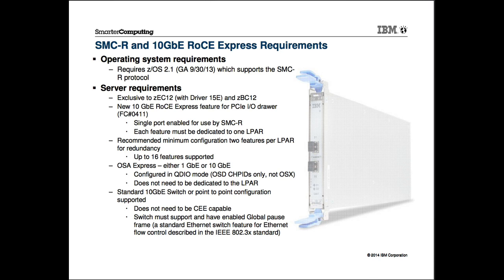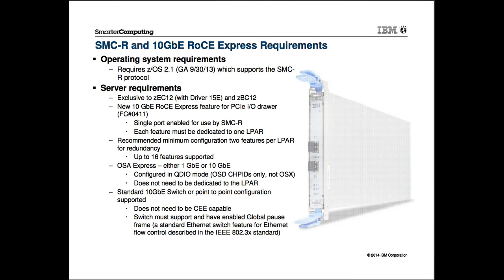To do SMC-R, you need z/OS 2.1, which GA'd last year. That's where the SMC-R protocol is encoded in software. And you also require a zEC12 or a zBC12. That's the generation of machine that supports it. There's a new 10 gigabit RoCE Express feature that lives in the PCIe I/O drawer. There's currently a single port enabled, and there's no virtualization of RNICs today. Each feature is dedicated to a single LPAR. Virtualization is something we've announced in the past is our intention to do. It just isn't there now.